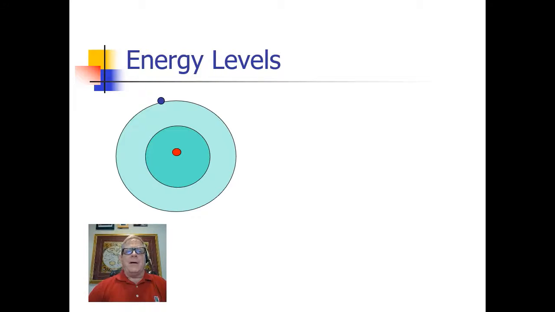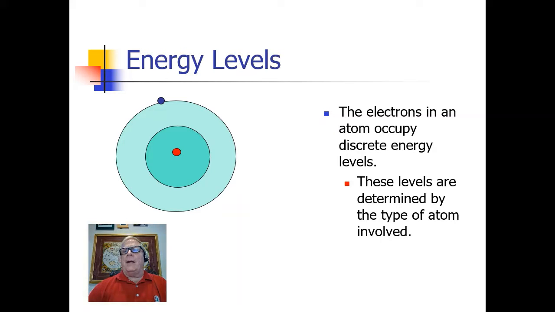If we think of our atom as having certain discrete energy levels that the electrons exist in, and as the electrons move from one level to the other, they gain or lose energy. And if only certain levels are allowed, then that's going to explain why we only see certain frequencies or wavelengths of light being emitted or absorbed by the atom.